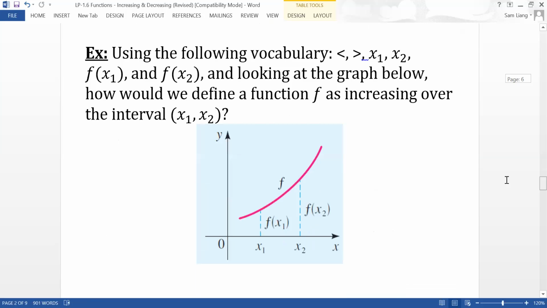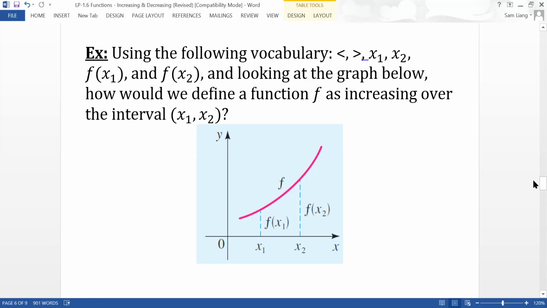Using the following vocabulary: less than, greater than, x1, x2, f of x1, and f of x2, and looking at the graph below, how would we define a function f as increasing over the interval x1, x2? The answer I'm going to show you is not something you have to memorize per se, but it is something I want you to copy down. Reason being, it's notation that you're going to see a lot in calculus. So just to get familiar with that notation, please copy down in your notes.